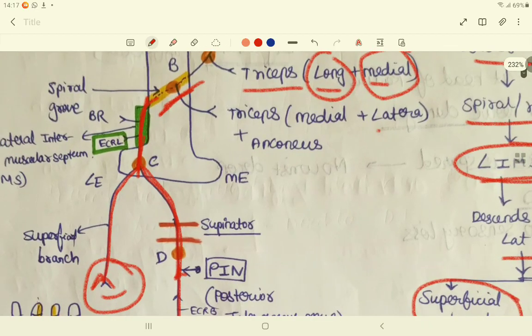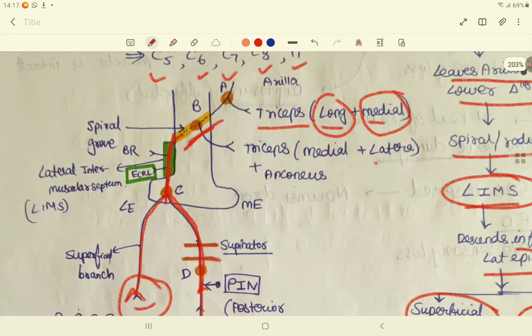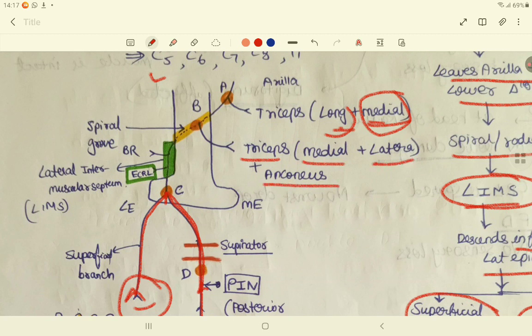So now let us talk about the muscle supply. First, it supplies the triceps, that is the long head and the medial head, and then once it enters the spiral groove, it again supplies the triceps, but now the medial and the lateral head of the triceps. Along with that, it also supplies the anconeus. I hope you already know about the muscles present in the extensor compartment of our arm, and I'll be discussing them later in the video. For now, just remember that in the spiral groove it supplies the medial and the lateral head of the triceps along with the anconeus.